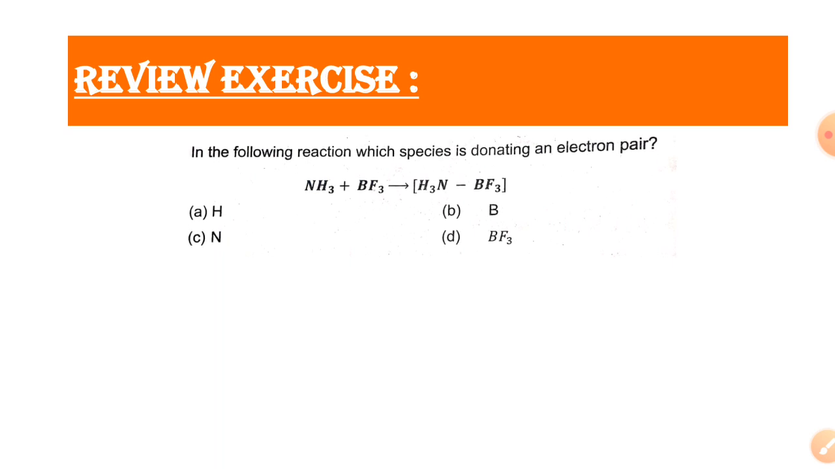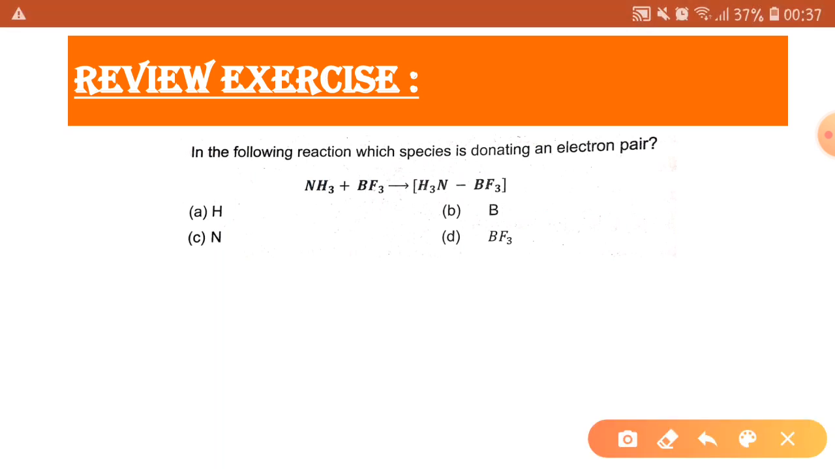Another question: in the following reaction, which species is donating an electron pair? Now you have a reaction in which ammonia is reacting with boron trifluoride to form this adduct. You have to identify the atom which is actually donating the electron pair. The first option is the hydrogen atom. Hydrogen atom does not have any lone pair in its valence shell to donate to a Lewis acid, so this option is not correct.